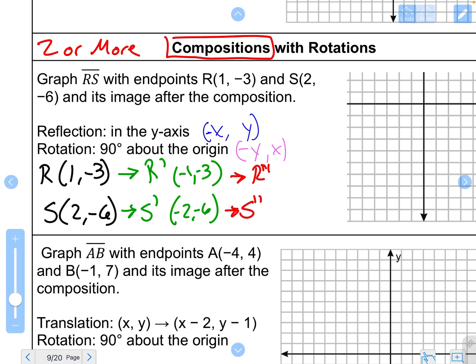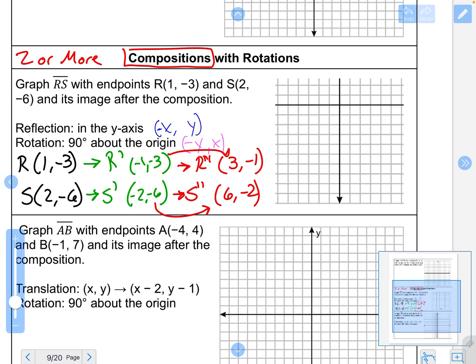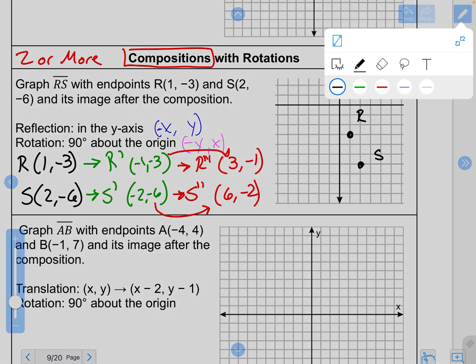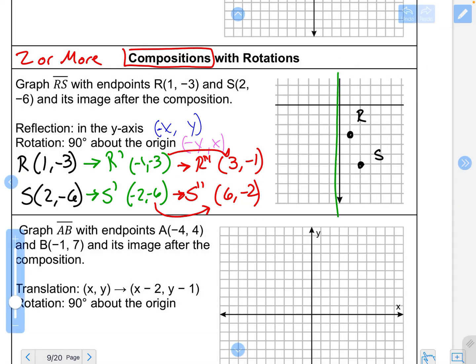And remember, when we do these compositions, we always use our most recent transformation when we use our new rule. So we need to flip them and make the y negative. So the 3 becomes positive. The 6 becomes positive, and so those are going to be what we graph. So r is going to be (1, -3) and then (2, -6), so that's r, and then that's s. Then we reflect it across our y-axis, which gives us (-1, -3) for r prime, (-2, -6) for s prime.